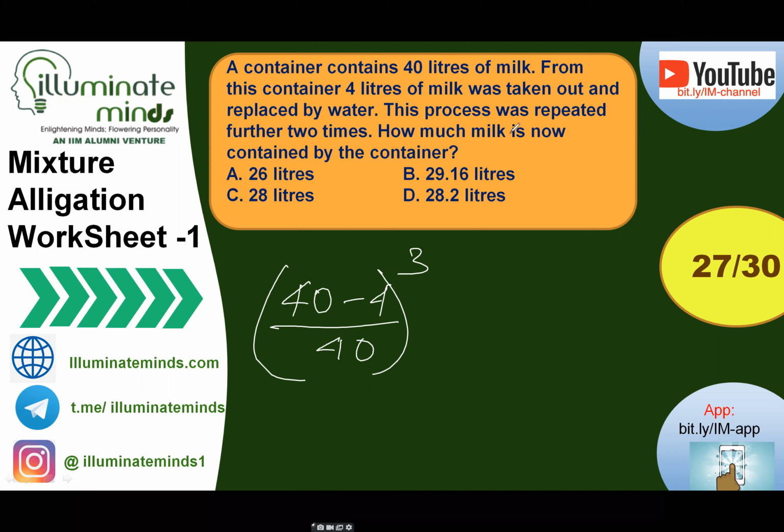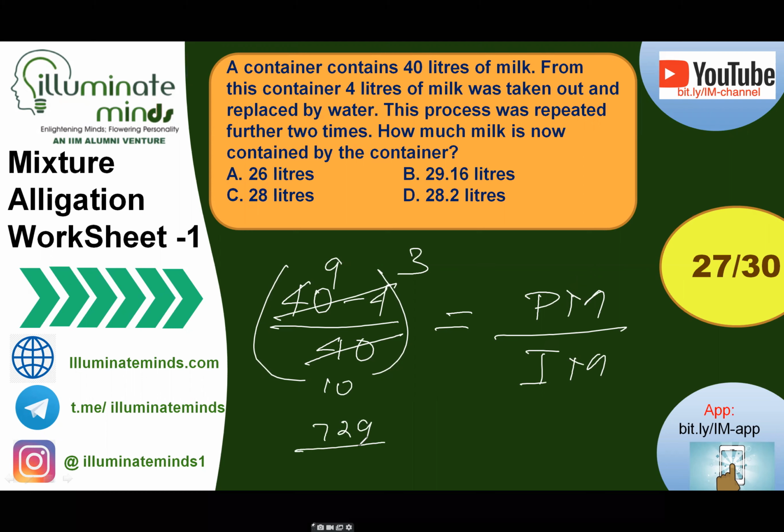No problems. So initially 40 liters was there. So this will give me what? Present milk upon initial milk. So let me solve it out. This is 36 by 40. This is 9 by 10. This is 729 by 1000. This is the ratio between present milk upon initial milk.